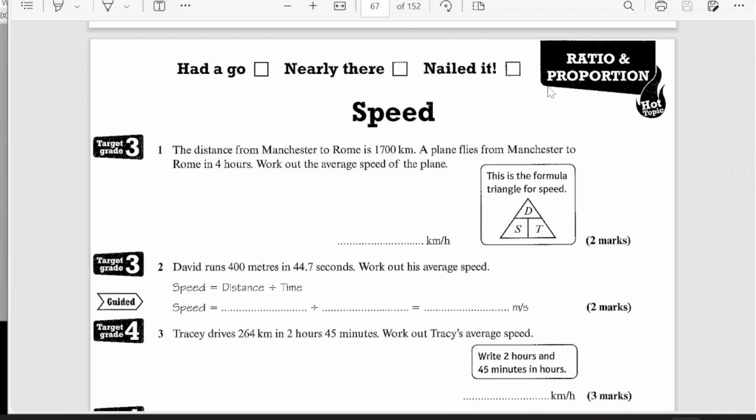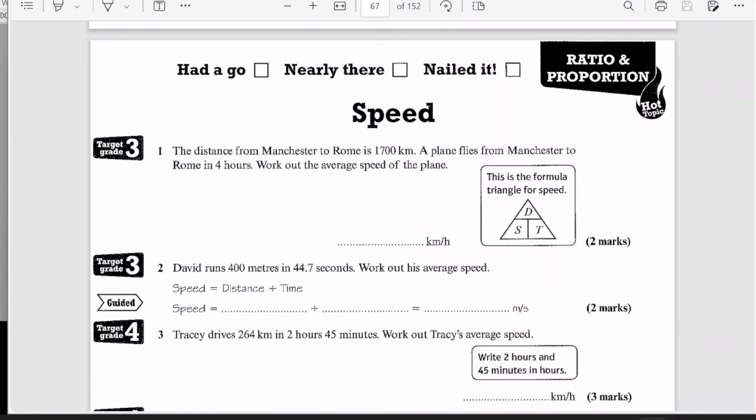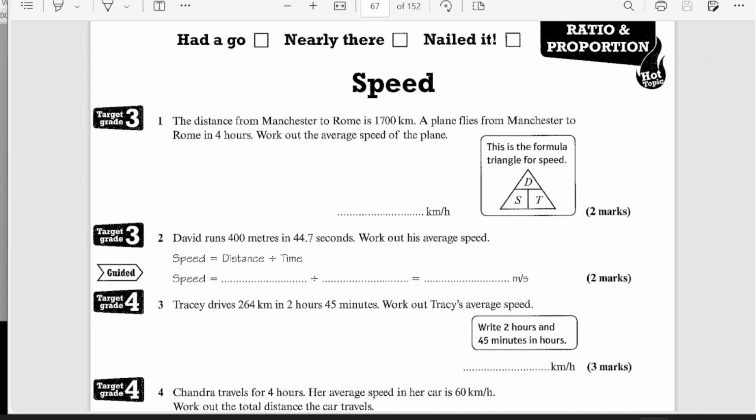Today we're concentrating on the higher tier revision workbook from Edexcel, and we're going to be looking at their speed section. This is topic 65, or page 65, from their revision guide. And we will start it off. For all of this, the speed formula triangle is quite useful. I always remember that speed is equal to distance divided by time, and then rearrange.